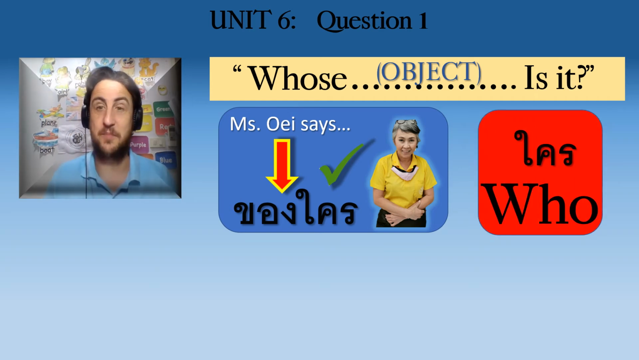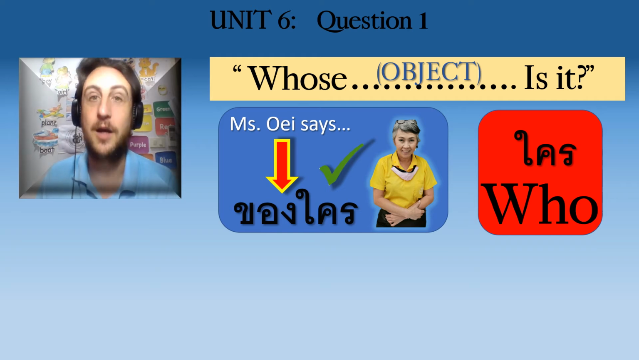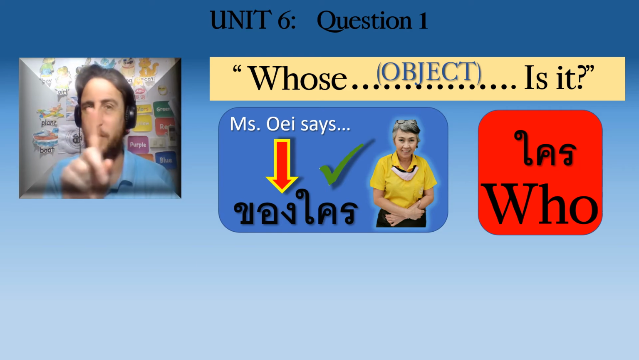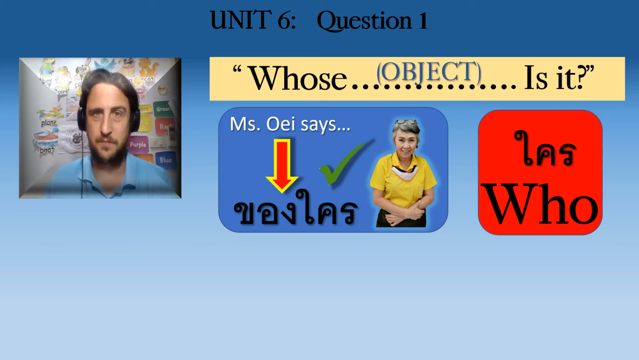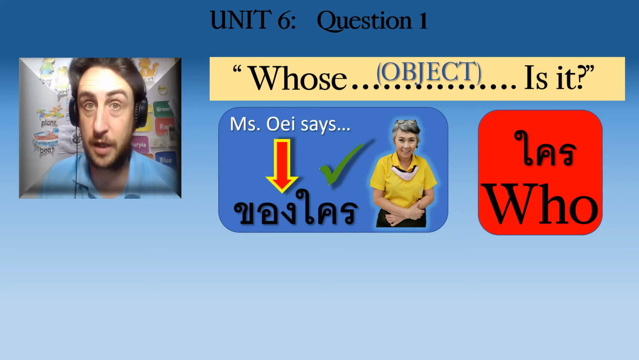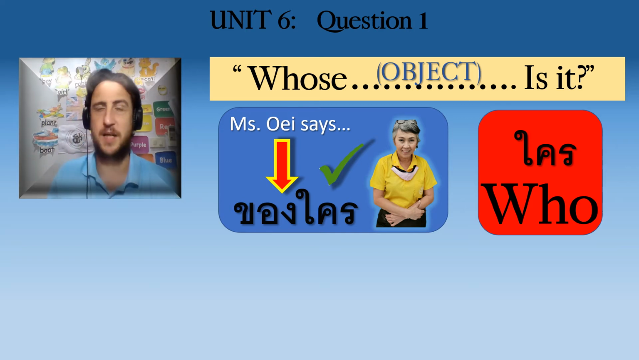Not the same. Who แปลว่า ใคร ไม่ใช่ของใคร They are not the same. Look at the spelling. W-H-O-S-E. ของใคร whose. W-H-O. ใคร who. They are not the same. You've got to remember this.